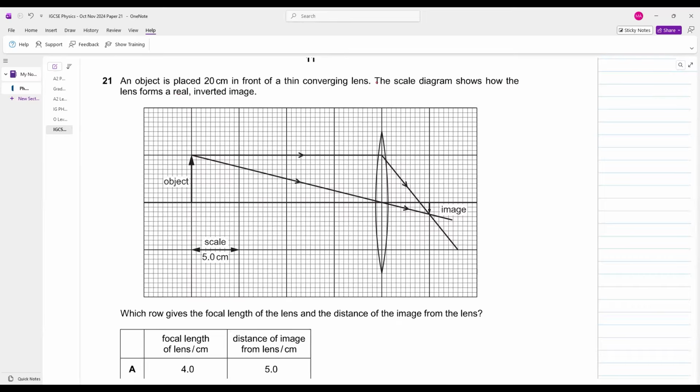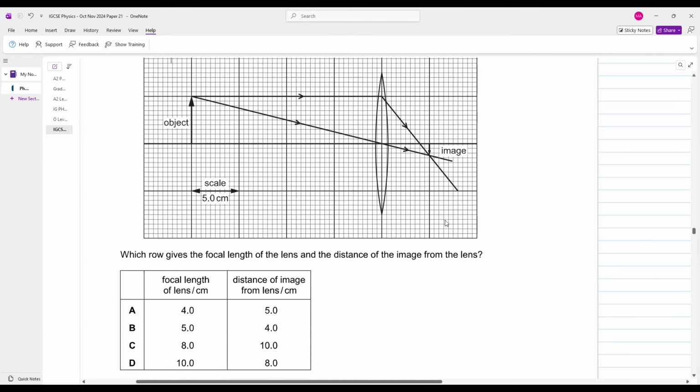Okay. An object is placed 20 centimeter in front of a thin converging lens. The scale diagram shows how the lens forms a real inverted image. ठीक है, lens जो है वो एक real inverted image form कर रहा है. Which row gives the focal length of the lens and the distance of the image from the lens? ठीक है बेटा, focal length कैसे निकालेंगे?